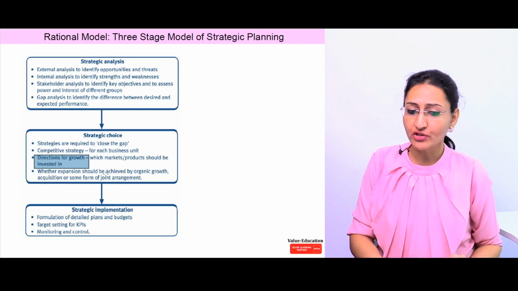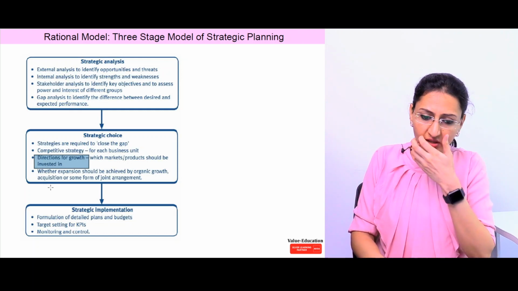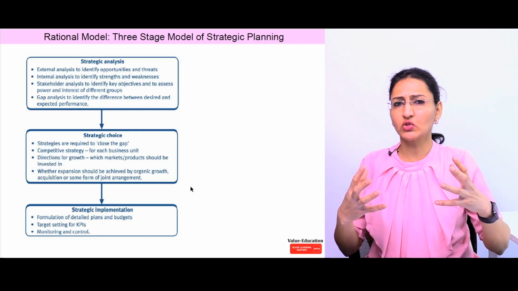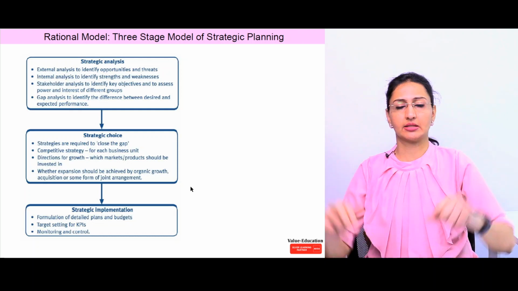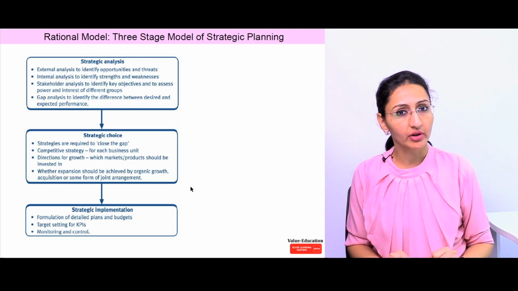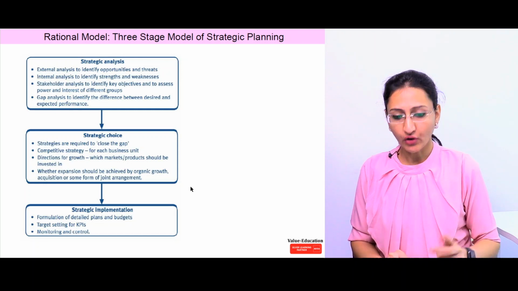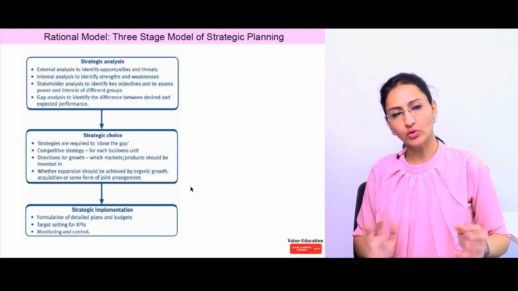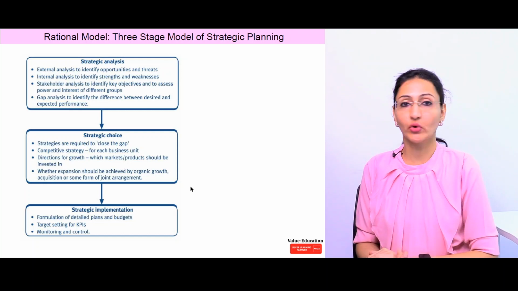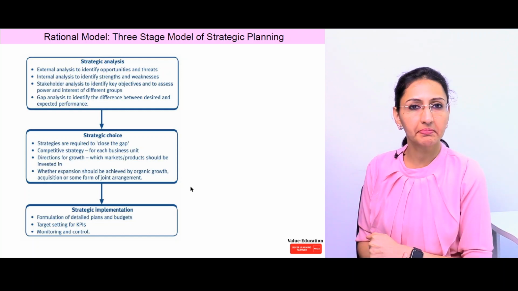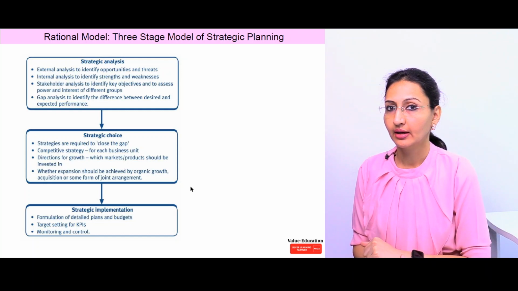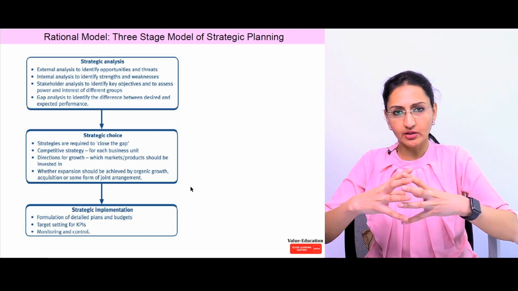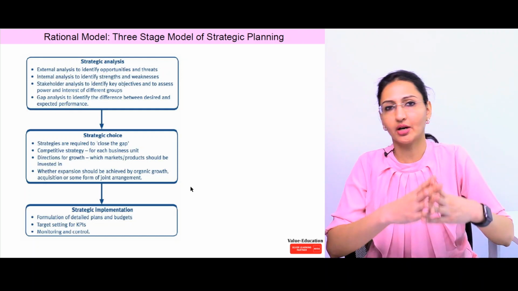Try to find out those choices. Then, whether expansion should be achieved by organic growth, acquisition, or some form of joint arrangement. That means when an organization is trying to expand, what all choices it can opt for. For expansion, it can organically grow on its own over a period of time, or it can go in by acquiring some other company. That can be another form of expansion. And then joint venture or joint arrangement, where two companies can join their hands to run a new company.